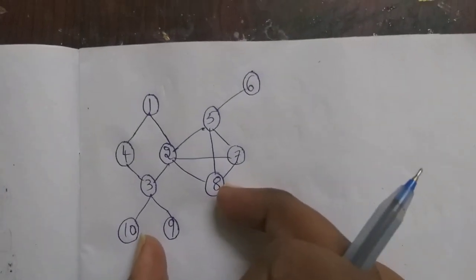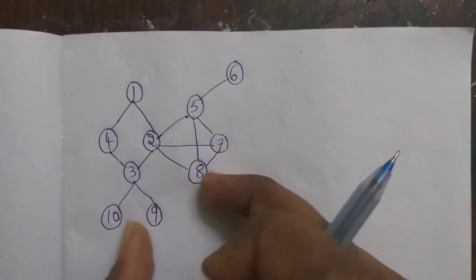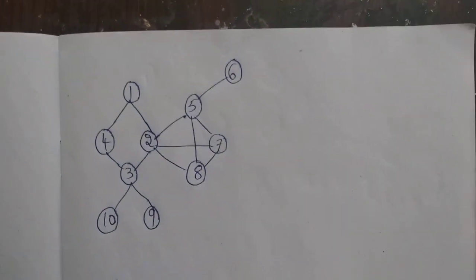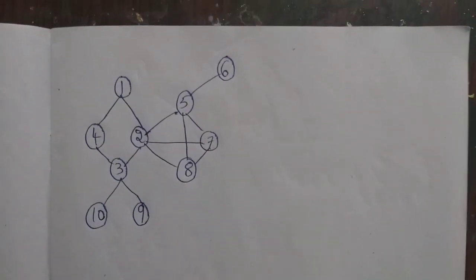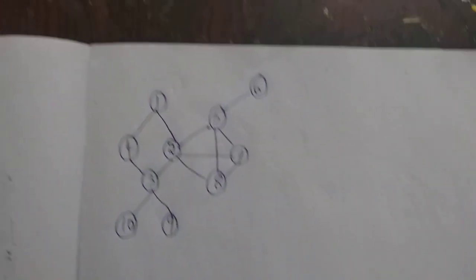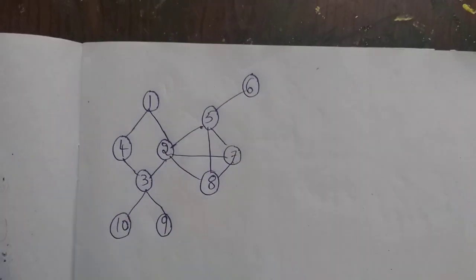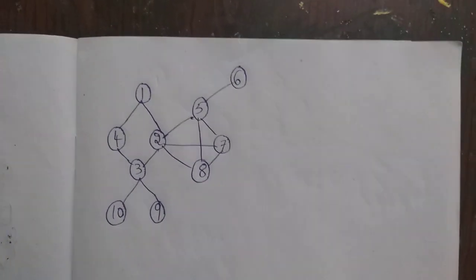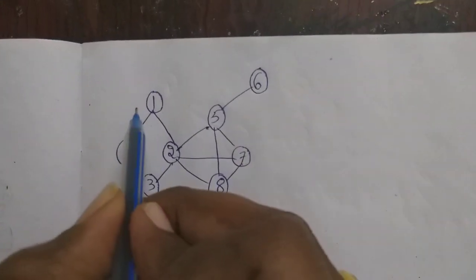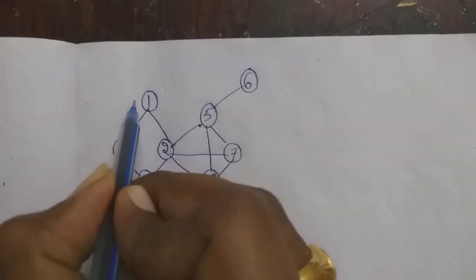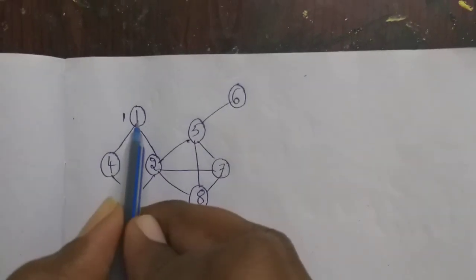For this example, we'll try to find the articulation points of this example graph using the depth first spanning tree. First of all, there are many depth first traversals possible for this graph. Let me write one of these depth first traversal paths. First, in the depth first traversal, I have visited this vertex 1.